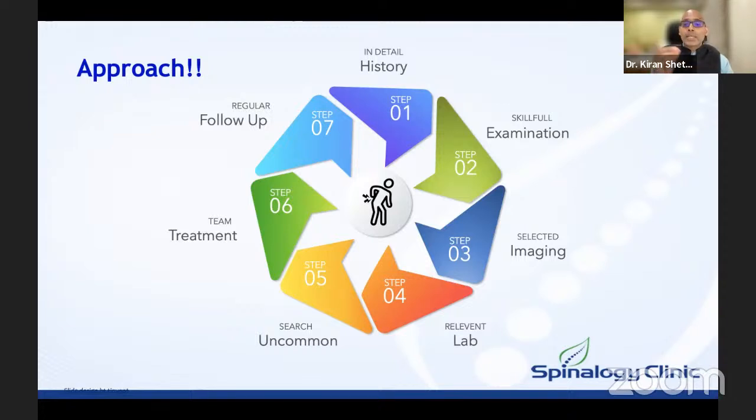After examination, if there is a need, of course, you might have to go for selected imaging. Either you choose an X-ray, MRI, or CT scan based on your clinical suspicion, and then you can evaluate it. After that, if required, laboratory tests. If everything comes back normal, let's say the imaging is normal and the lab tests are normal, then the real exploration starts. What is causing the pain to the patient? You have treated them with a lot of things, but still there is no relief and the patient is coming repeatedly. This search for the uncommon is very important. That's what we'll see in further slides, and I'll talk about the treatment and the regular follow-ups.